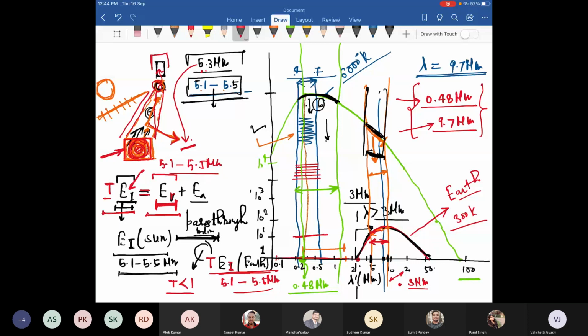If there is any other point or any conclusion that you feel can be derived based on this plot, the spectral radiant exitance curve of Sun and Earth, you can share with us.